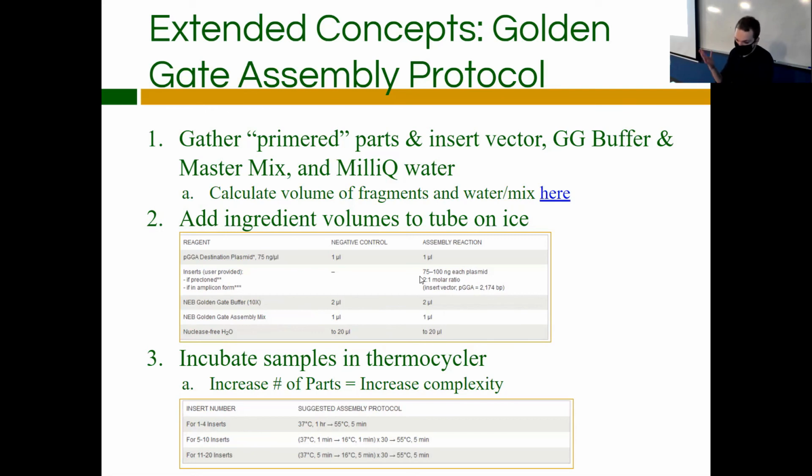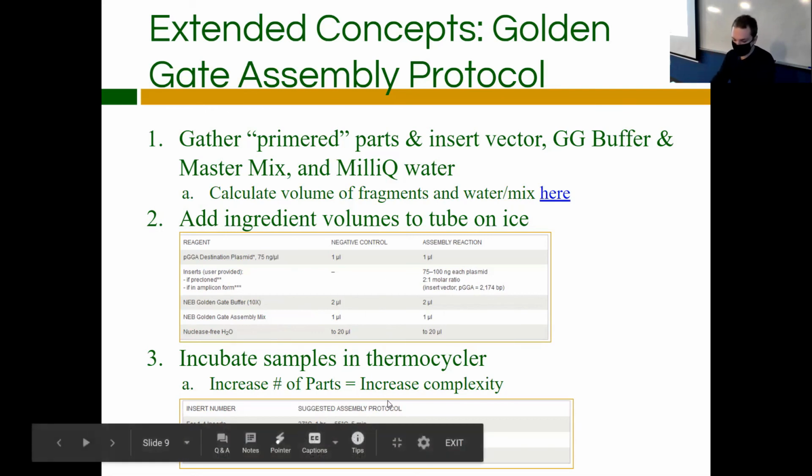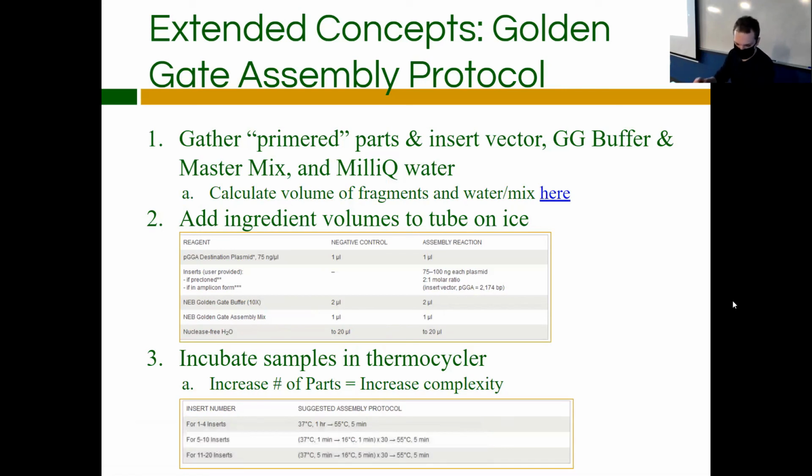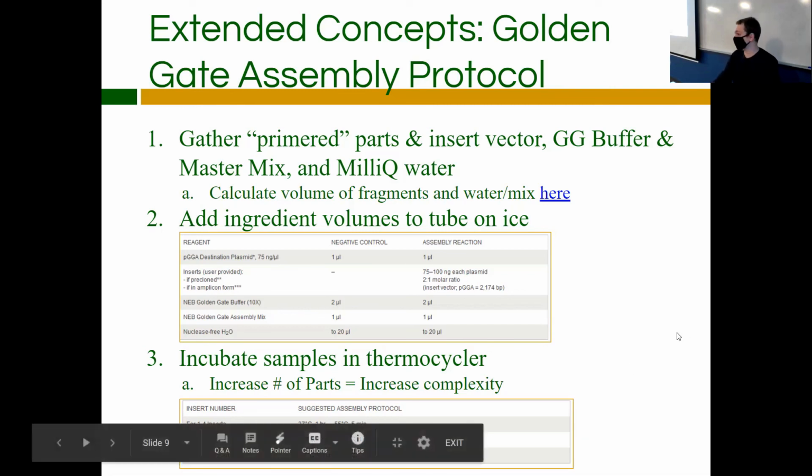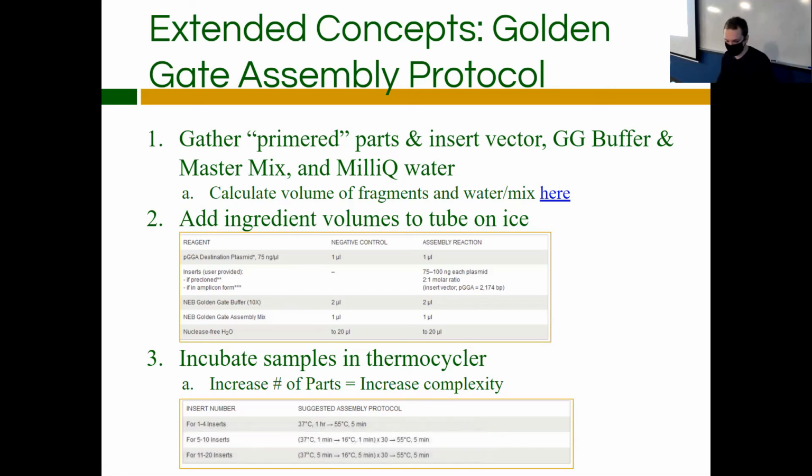After that, you incubate samples in the thermocycler. I included a suggested assembly protocol here. For the 1 to 4 insert parts, you do it at 37 °C for 1 hour, and that allows the restriction enzyme to cut the parts, and then finally that ligation step at the end. And then, of course, the complexity increases as you increase the number of fragments that you want to ligate together, like all these assembly protocols. Pretty much it just changes because you ramp up the number of cycles that you do in the PCR machine. So instead of just doing 1, you do 30.